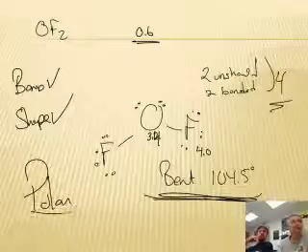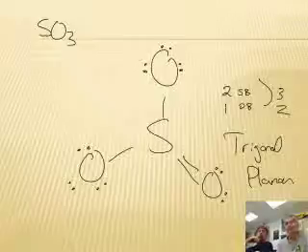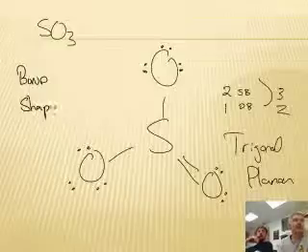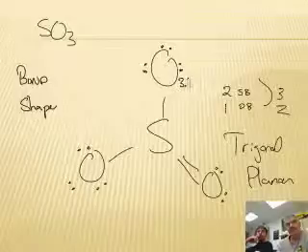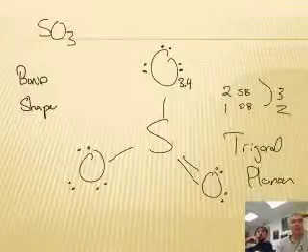So it passed the bond check and the shape check. Okay. And then for sulfur trioxide, we're going to do the bond check and then the shape check. All right, so bond first. So this is 3.4, and sulfur is 2.6.